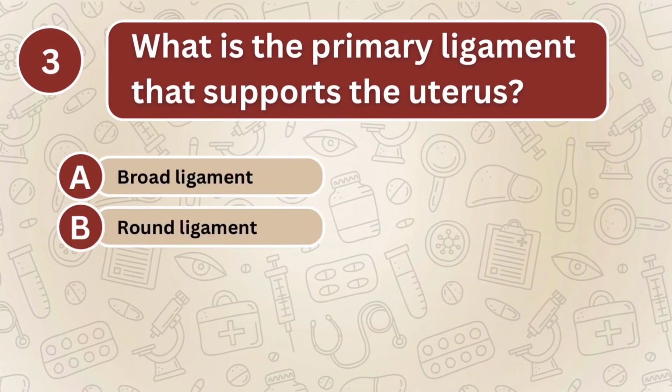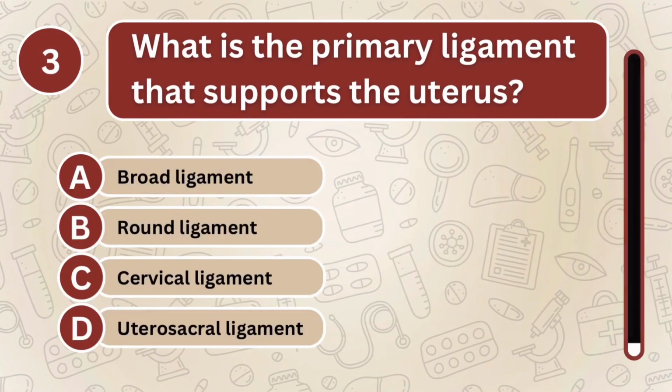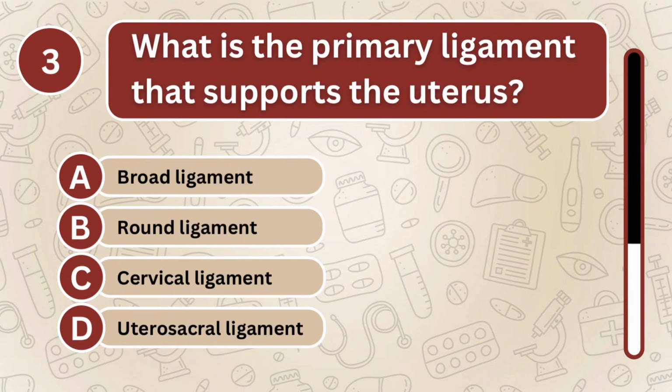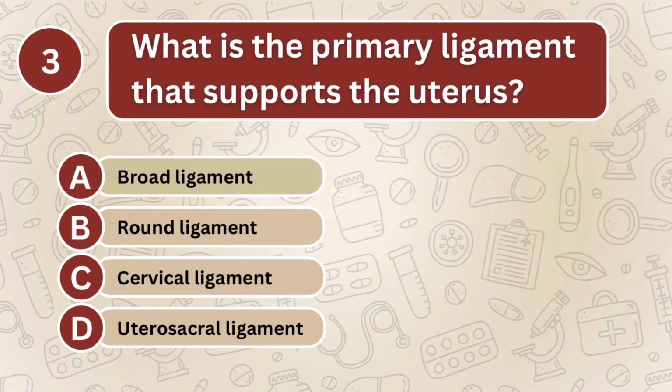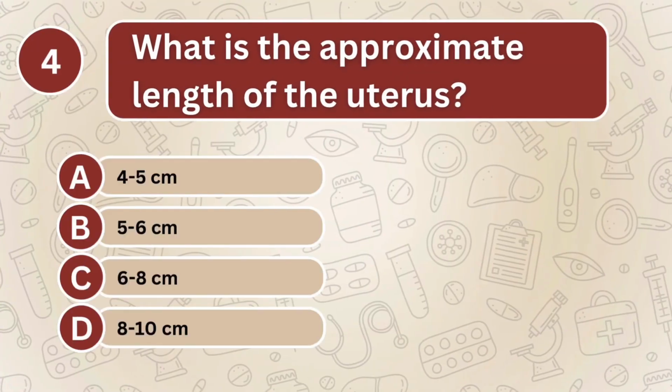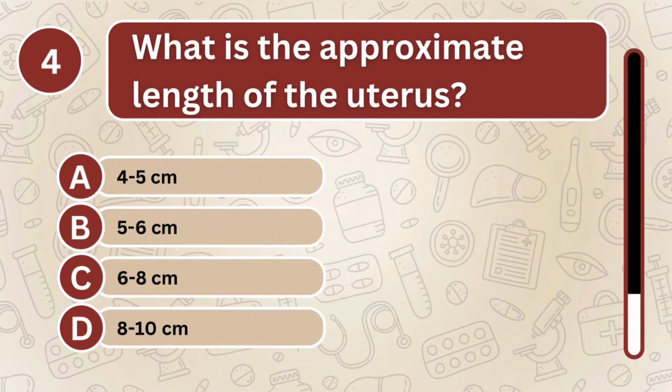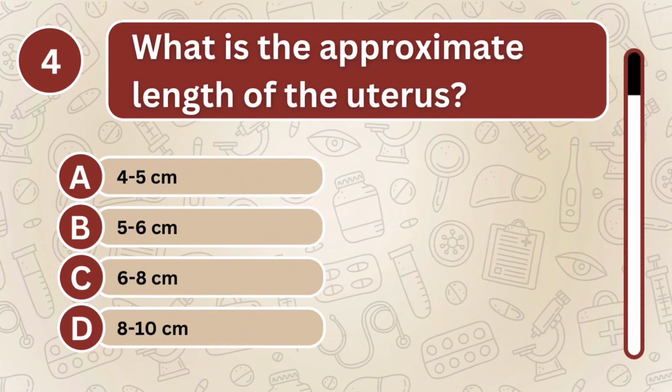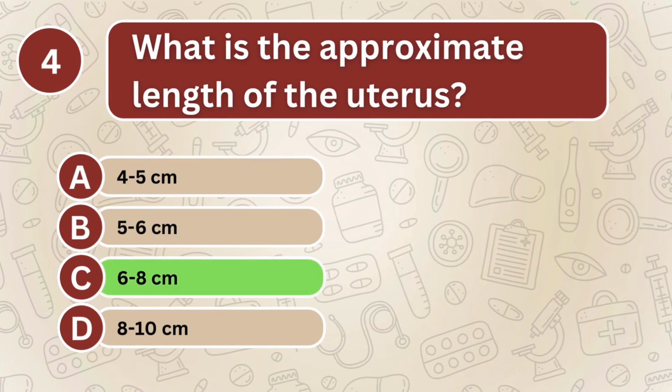What is the primary ligament that supports the uterus? A. Broad ligament. What is the approximate length of the uterus? Correct answer is C. 6 to 8 centimeters.